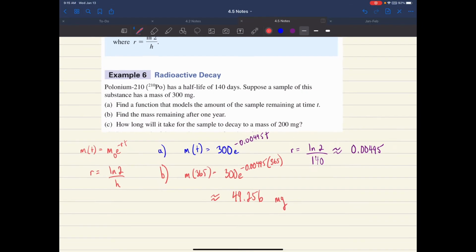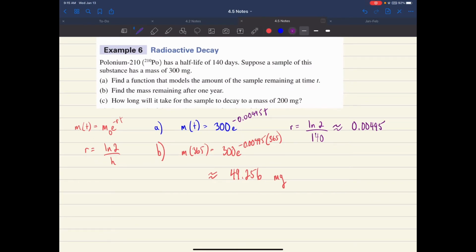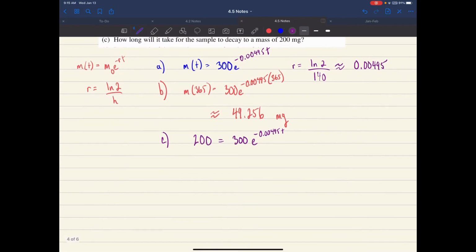Okay, so let's go through the last little part. Most of the questions follow a similar format. You're solving for t, r, or initial population in most of the examples. So it says, how long will it take for the sample to decay to a mass of 200 milligrams? So it's asking for how long, so we're solving for t in this case. So we'd have 200 equals 300 times e raised to the negative 0.00495t. And now we're going to use some logarithmic properties.